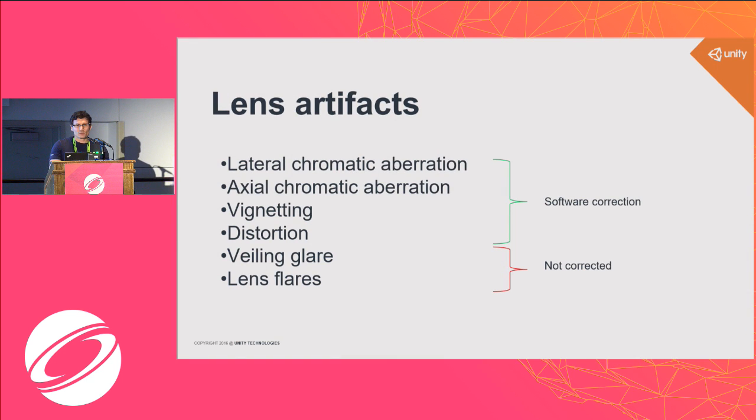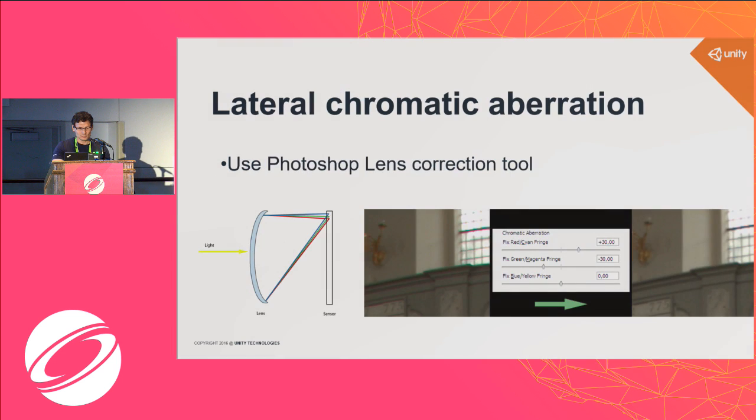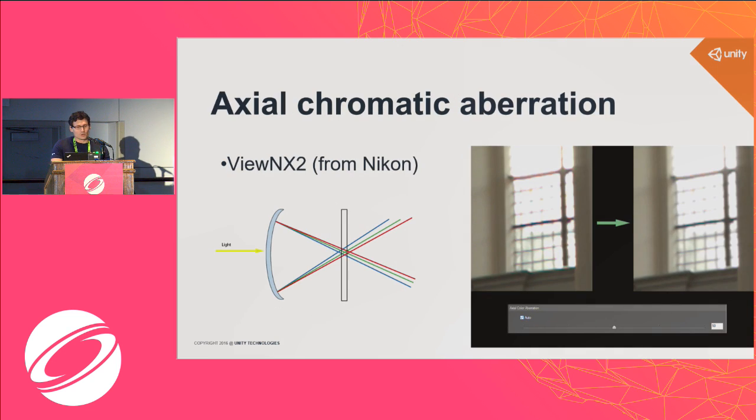Camera optics systems cause a lot of artifacts, and we try to fix what we can. For veiling glare and lens flare, we chose not to correct them. Chromatic aberration is caused by the variation in refractive index for different light wavelengths in the lens. To correct lateral chromatic aberration, we use the Photoshop lens correction tool. To correct the axial chromatic aberration, we use software from Nikon called ViewNX 2.